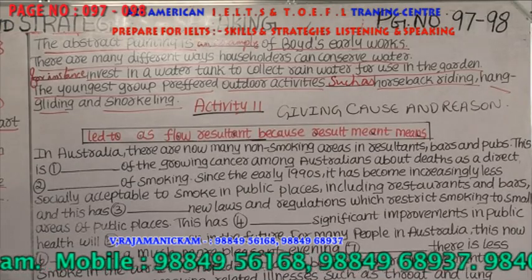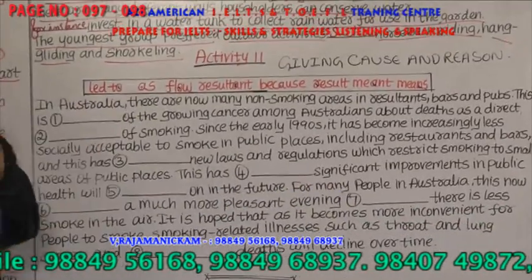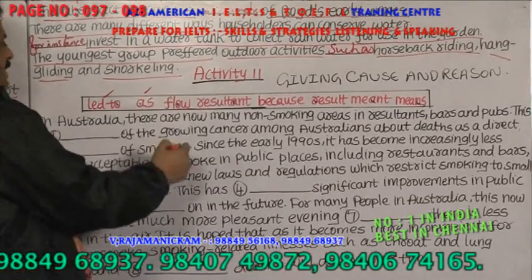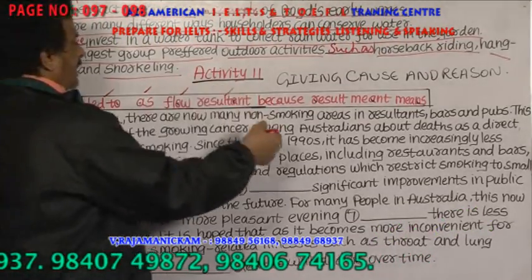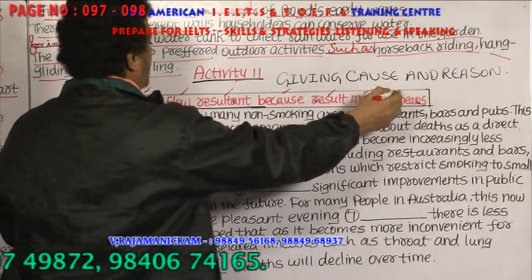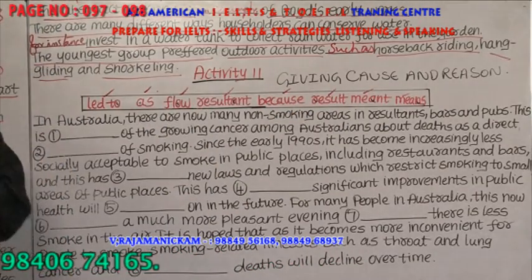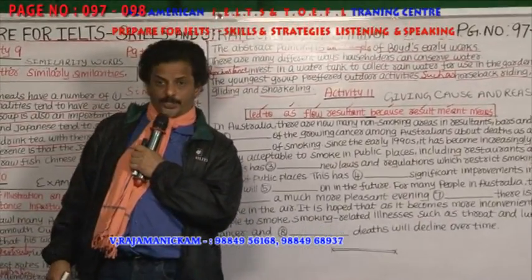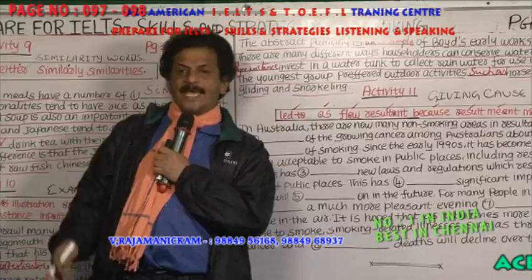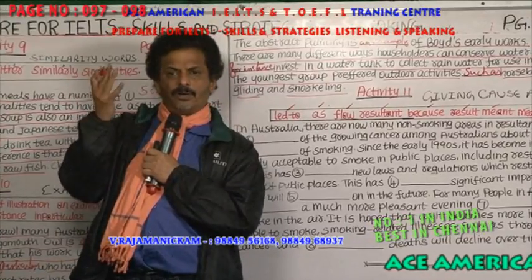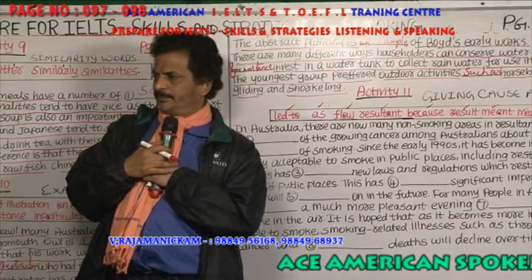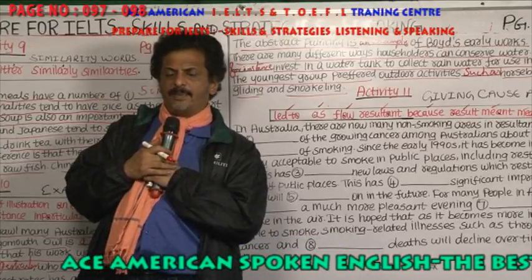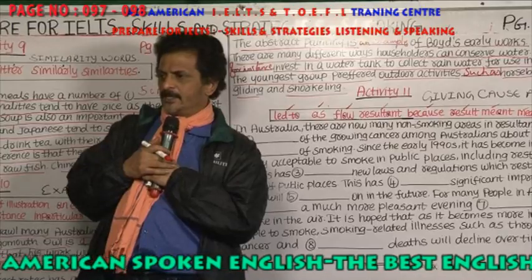Okay, now giving cause and reasons. Led to, as, flow, resultant, because, result, meant, means. As has two meanings, madam. What are the two meanings? As, because of. See, as the principal came, every student got up. Same time. As I am suffering from fever and headache, I am unable to come to the class. Reason. So, as is used in two ways.